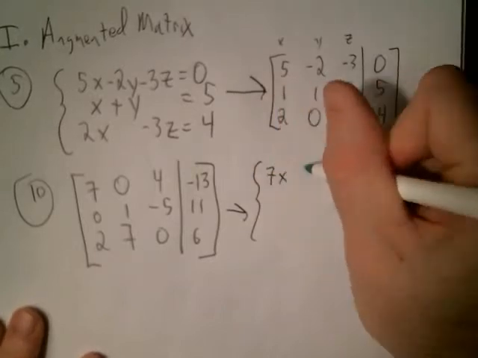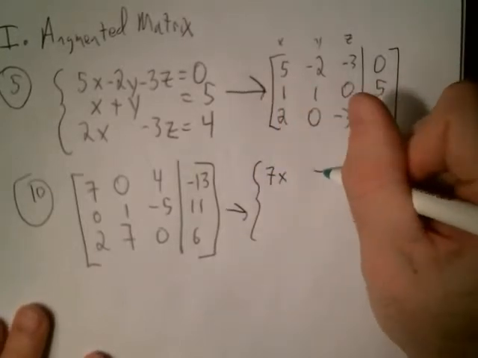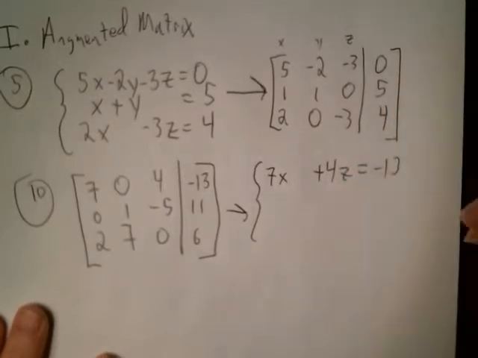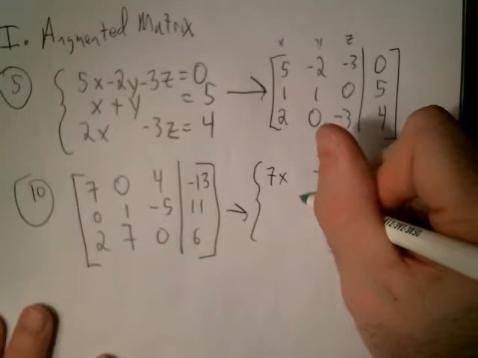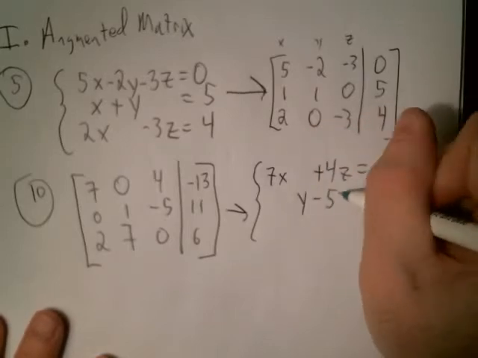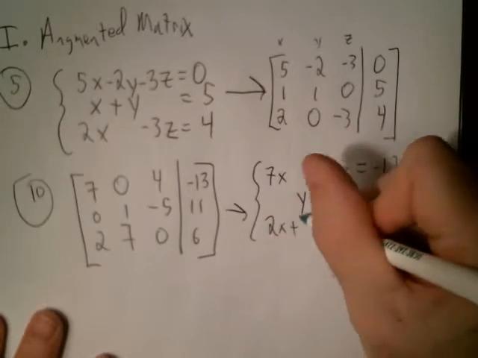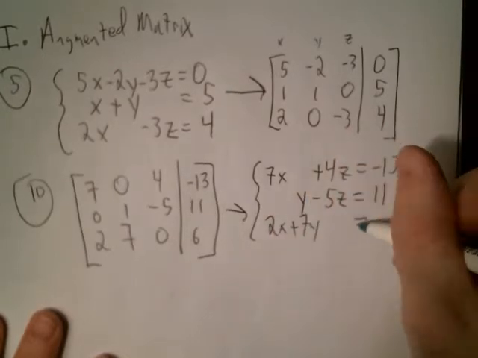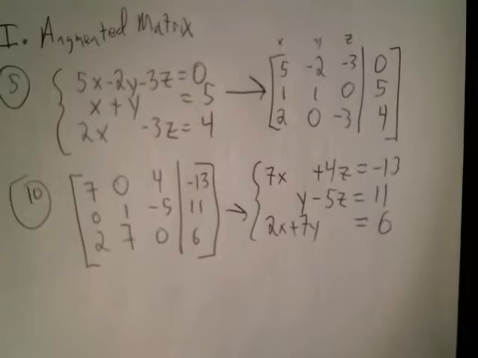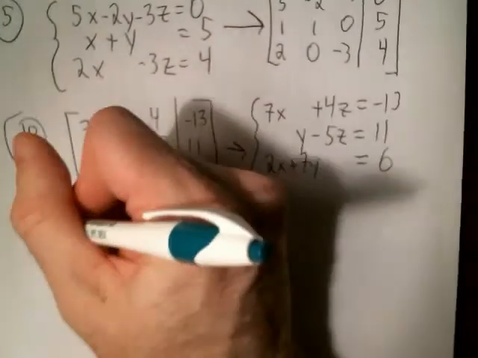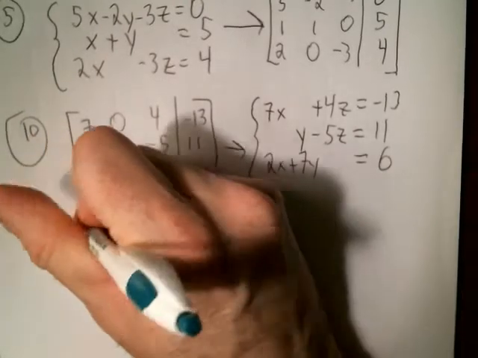This will be 7x plus 0y plus 4z, and then that'll equal -13. 0x plus 1y minus 5z is 11. And then 2x plus 7y plus 0z is 6. Okay, so it's pretty simple. Let's go on to the next idea.